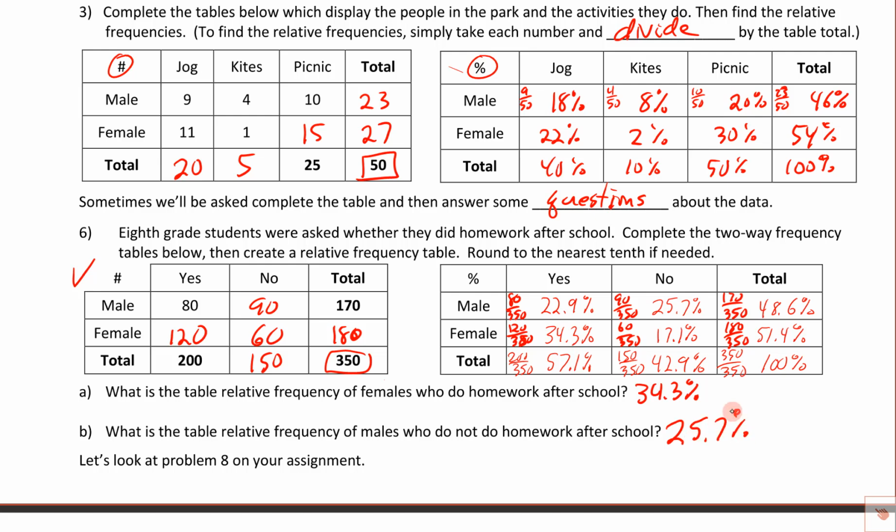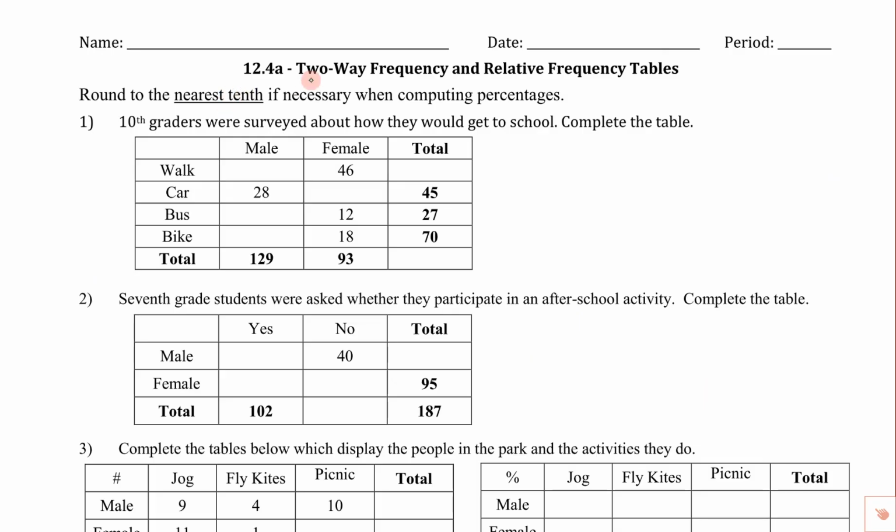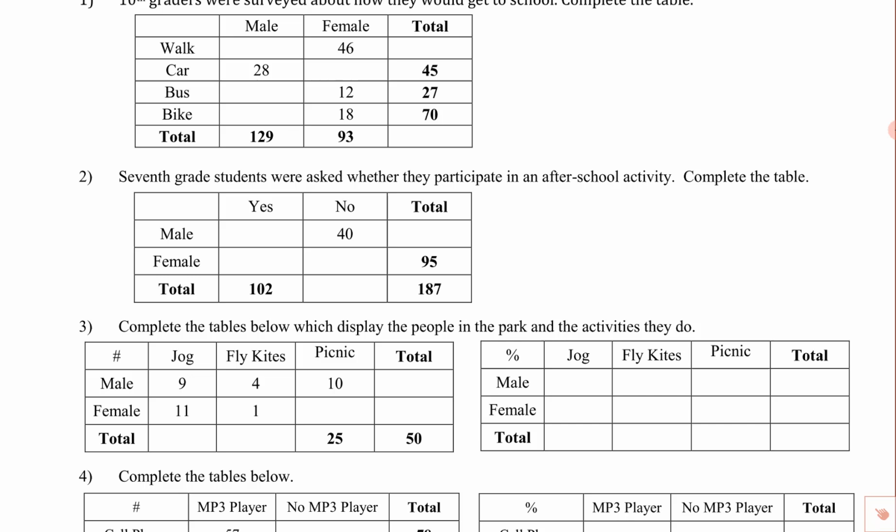And now we're going to take a look at problem 8 on your assignment. So we're going to flip over to there. This is 12.4a. There are some problems where all you have to do is make a frequency table.